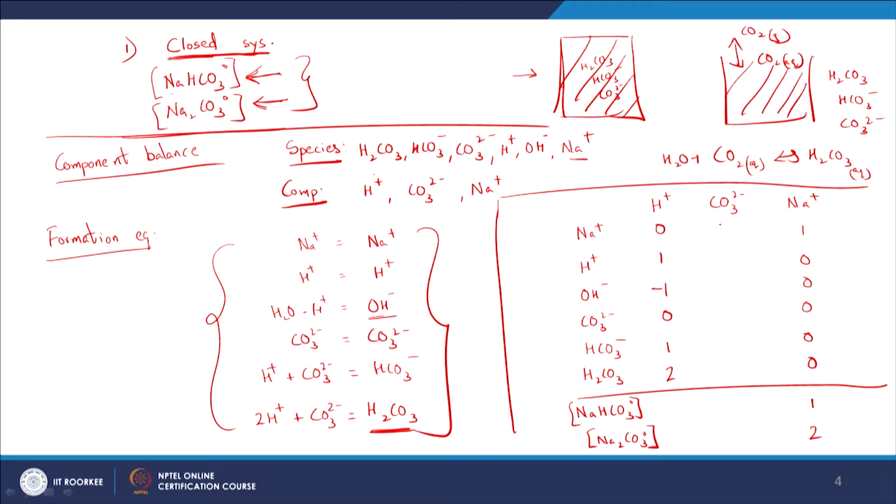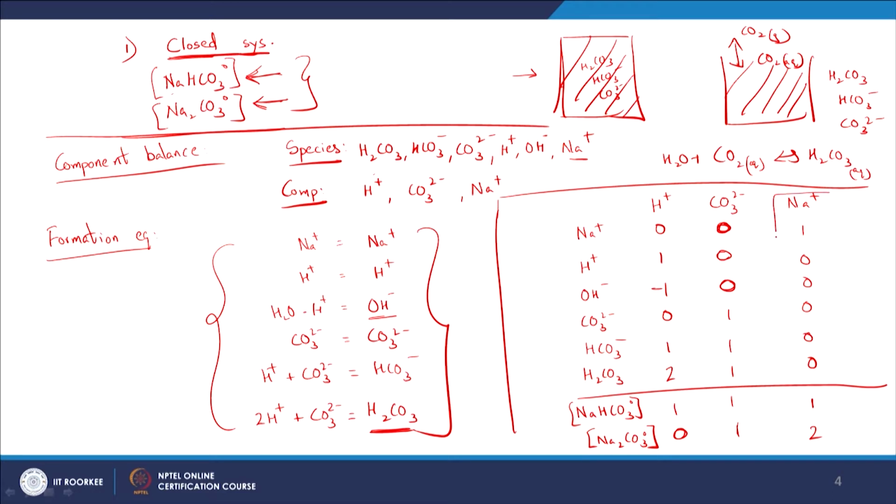And CO3 2 minus, here you need 0 components of CO3 2 minus to form Na plus, 0 components of CO3 2 minus to form H plus, similarly with OH minus, but with respect to CO3 2 minus you need 1, same case with HCO3 minus and H2CO3. And now coming back to your initial species, for CO3 2 minus it's going to be again 1 here and 1 here, and here it's going to be 1 and 0, right.